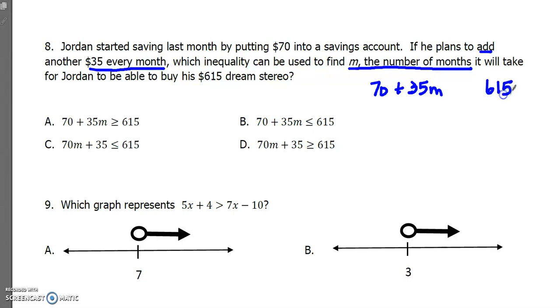And then we're trying to get to $615. So we need at least, this has to be at least $615. Could we actually save more than that? Sure, but we couldn't save less than that. So that means this amount here needs to be greater than or equal to 615. So this is 70 plus 35M greater than or equal to 615. Looks like we found it on the first try.